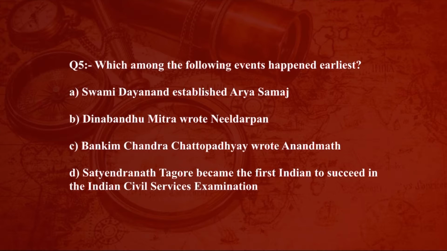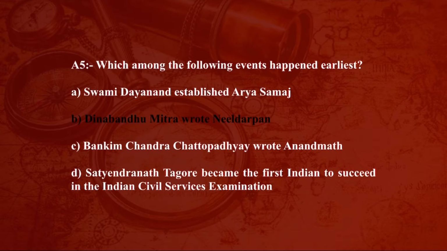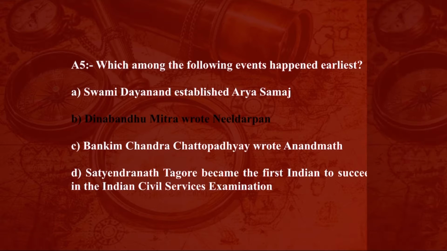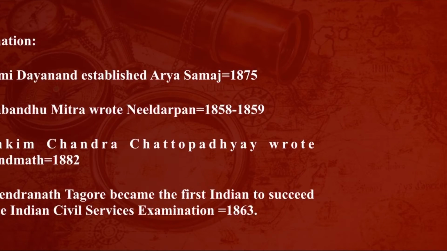So question number 5 is, which among the following events happened earliest? Option A, Swami Dayanand established Arya Samaj. Option B, Deen Bandhu Mitra wrote Neel Darpan. Option C, Bankim Chandra Chattopadhyay wrote Anand Math. Option D, Satyendra Nath Tagore became the first Indian to succeed in the Indian Civil Services examination. So answer of this question is option B, Deen Bandhu Mitra wrote Neel Darpan. Now let's see the explanation.